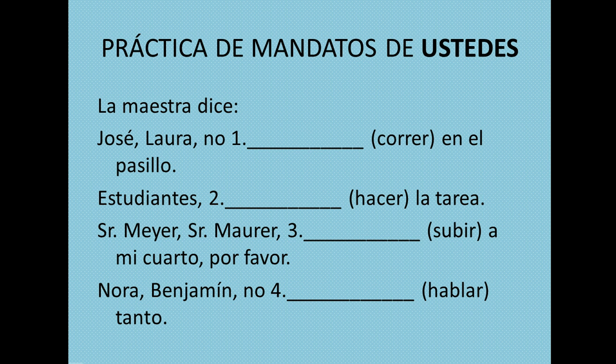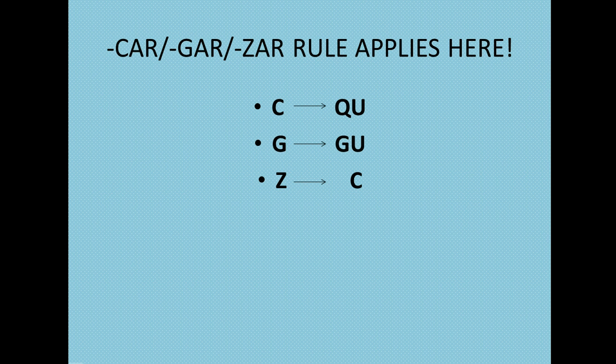On page 12, where it says numbers 1 through 4, I want you to go ahead and write down the correct ustedes command of each of these 4 verbs. Again, if you didn't have enough time to complete these 4, go ahead and pause this video and I'm going to move on. So the next one we have is that CarGAR and ZAR verbs.